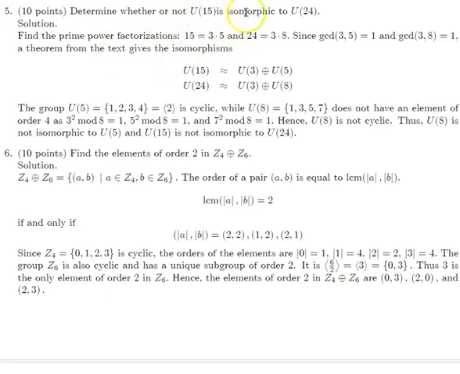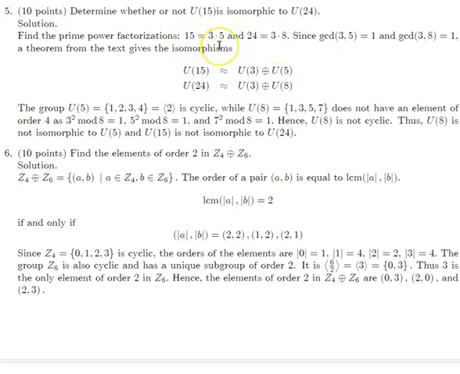Instead of computing orders of elements in each of these groups and comparing them, we use a theorem that states that if n is factored as a product of two relatively prime numbers, n equal to n1 times n2, and n1 and n2 are relatively prime, then Un is isomorphic to the external direct product of Un1 and Un2.